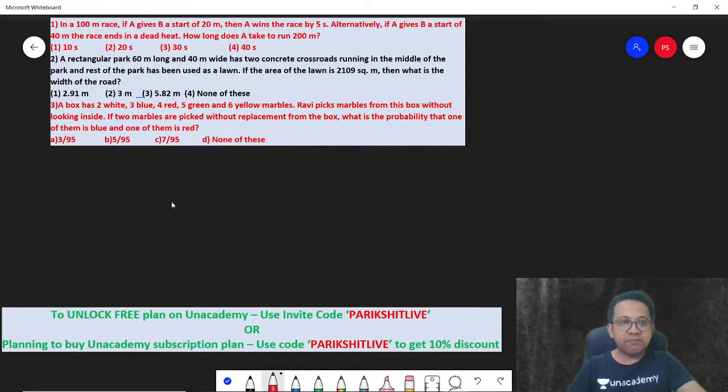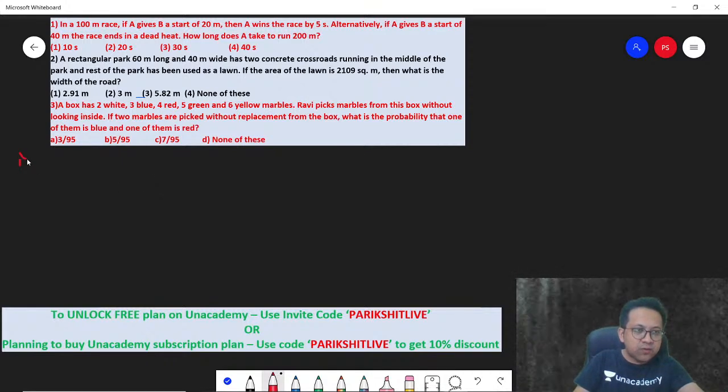In a 100-meter race, if A gives B a start of 20 meters, then A wins the race by 5 seconds. Alternately, if A gives B a start of 40 meters, the race ends in a dead heat. How long does A take to run 200 meters? A peculiar, typical question which comes in the SNAP, right? Races. This is from time and distance. Okay, let's get started. Question number 1.